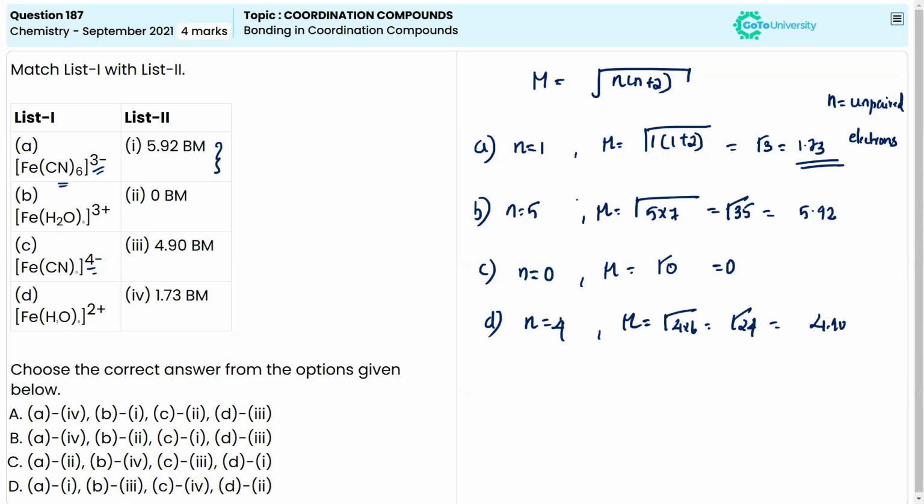So if you check the values here, 5.92 is for B, 0 is for C, 4.90 is for D, and 1.73 is for A. So the correct answer will be option A.